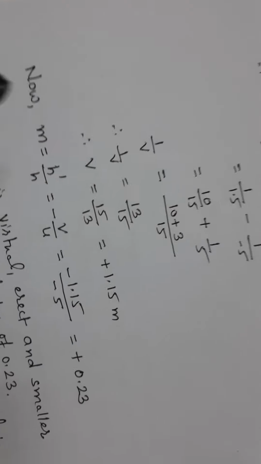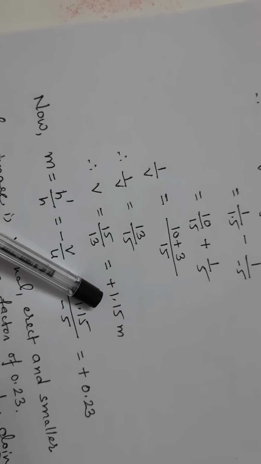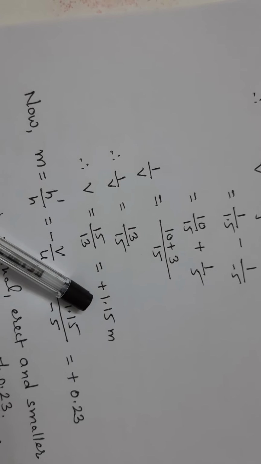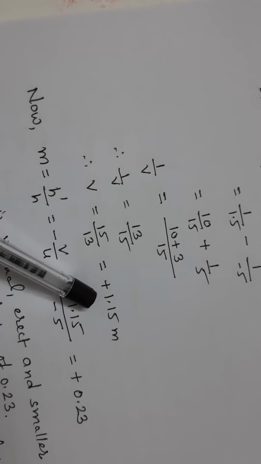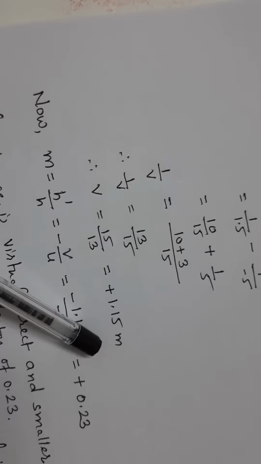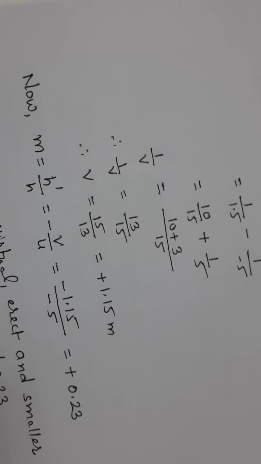That is 15 upon 13, and we get the value 1.15. Position of the image is at a distance of 1.15 meter away from the pole of the mirror.